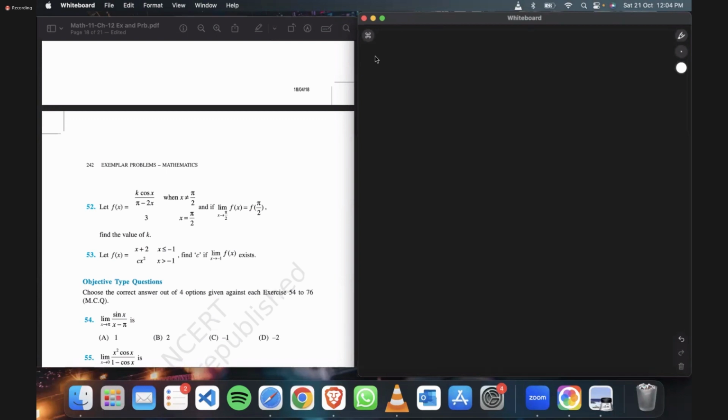So now next up is question number 53. In it we have been given that f x is a function, right? Its value is given to us as x plus 2, where x is less than or equal to minus 1, and c x square when x is greater than minus 1. So they want us to find the value for c if the limit exists at x equal to 1.